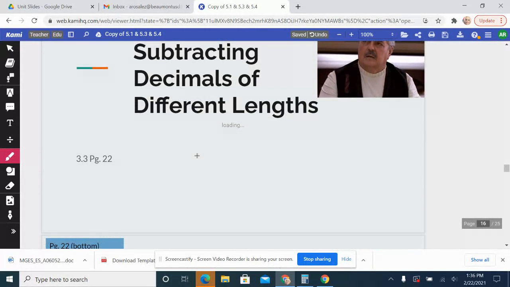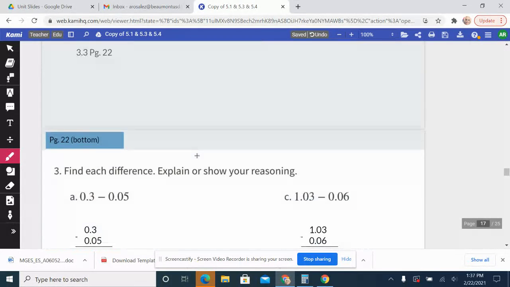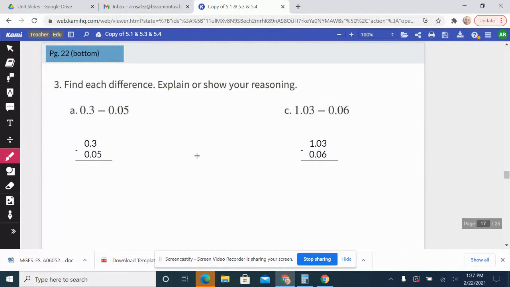Okay, so now we're going to deal with subtracting. Okay, so now you're on page 22, and we're going to get some practice subtracting. And I know that this is kind of a weakness for some of us, okay? Subtracting is the harder of the two because you need to add zeros and you need to borrow. So it says find each difference, right? So now when you are subtracting, you do need to add your 0.